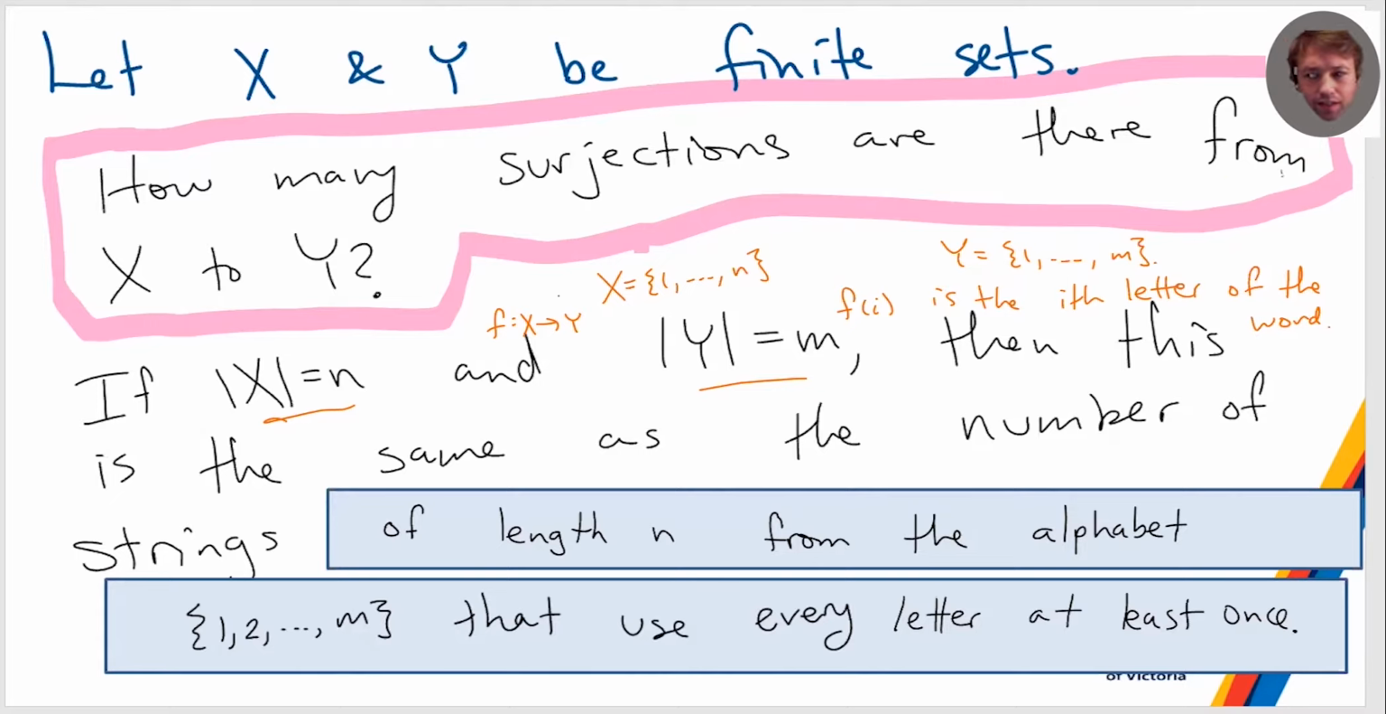So really, this thing about counting surjections is the same as counting words or strings where every letter gets used at least once. Is that clear? So that's just giving two different perspectives on this thing, which can be kind of useful. Okay. Does anyone have any idea how to count these things?